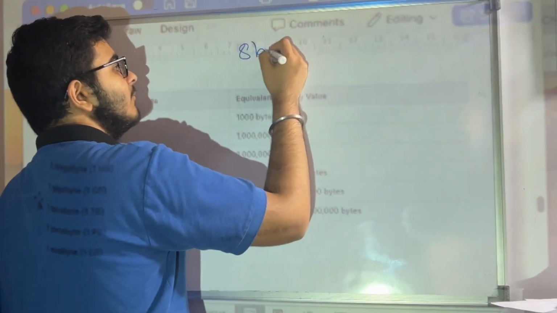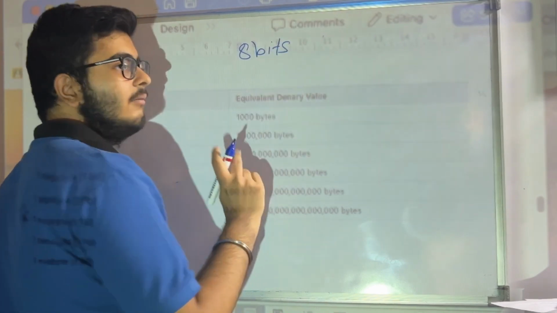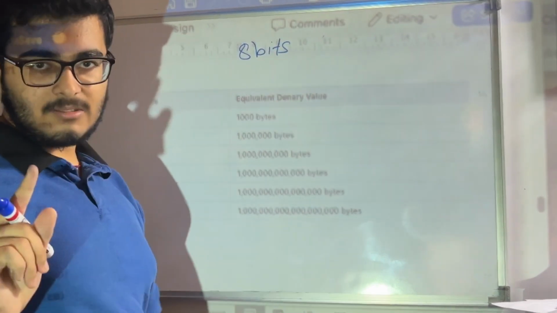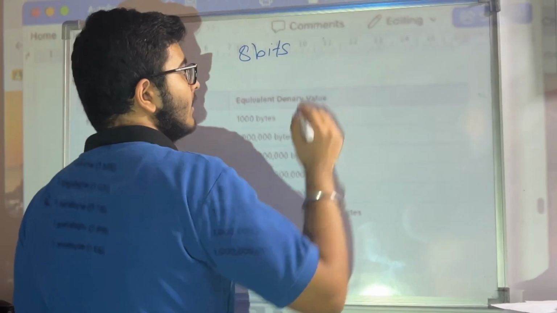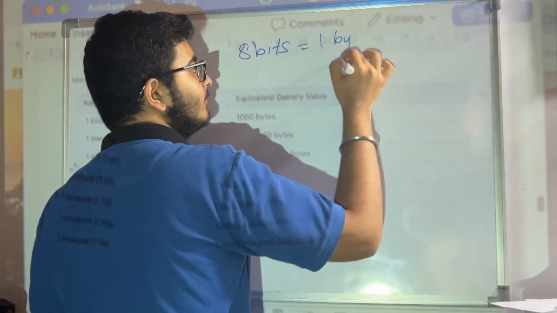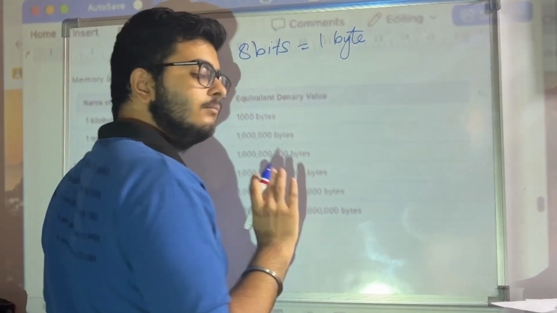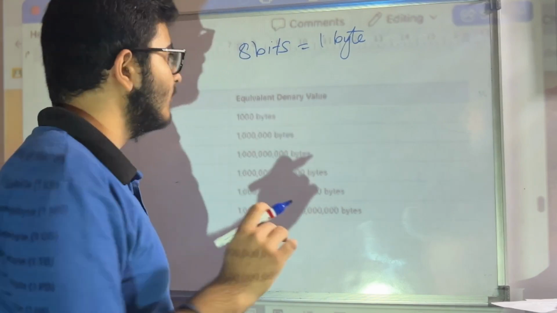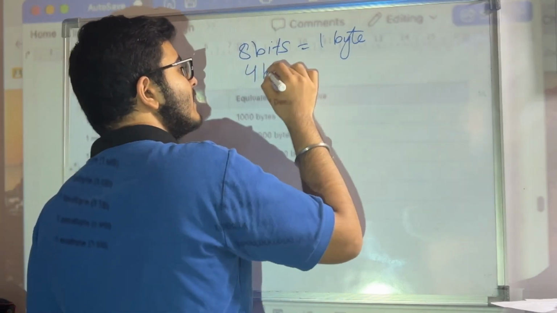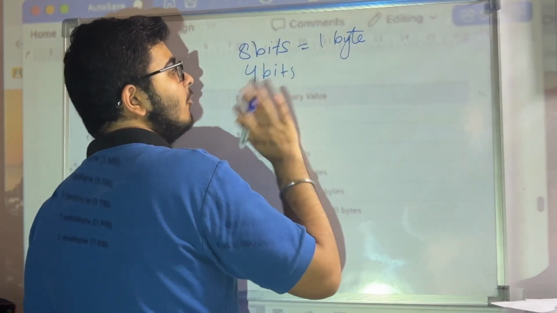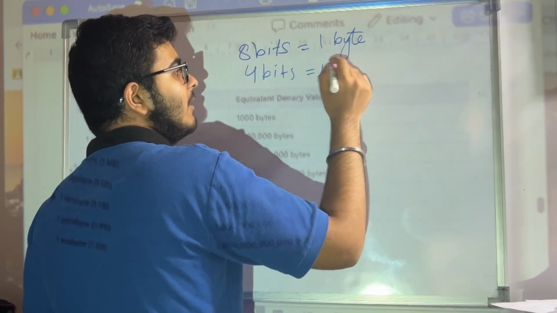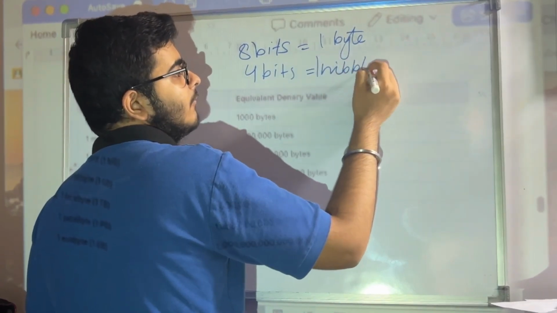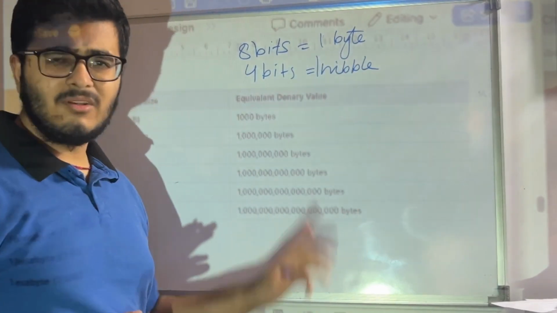8 bits. Right? One register, 8 bits. Told you that is equal to 1 byte. Understood? 4 bits, half of a byte, is called a nibble. 1 nibble. You need to remember this.